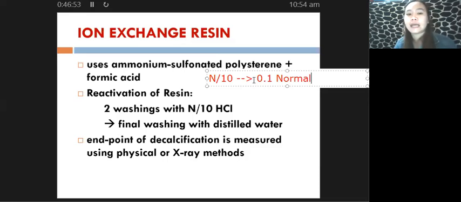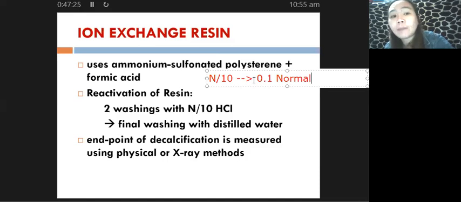The problem with your ion exchange resin is that the end point of decalcification can only be measured by two means. We have the physical test and your X-ray, or radiologic, methods. You cannot make use of your chemical test for your ion exchange resin.